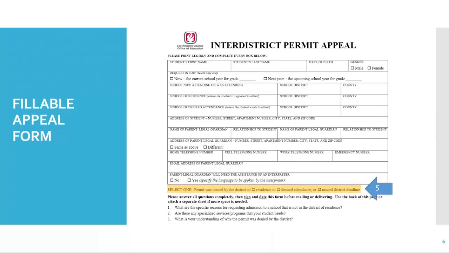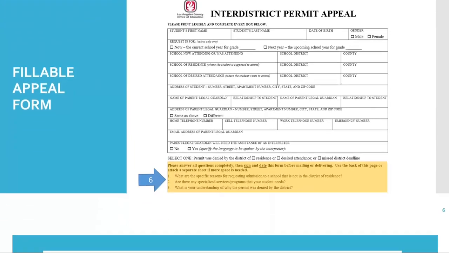5. Indicate one reason for the appeal. Do you want to leave your district of residence? Were you denied entry for another district desired? Or did you miss the district deadline? And finally, 6. Please answer all 3 questions.